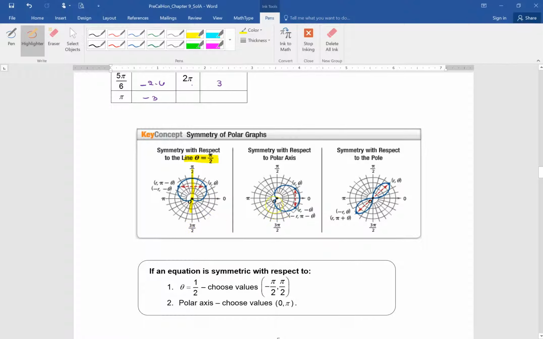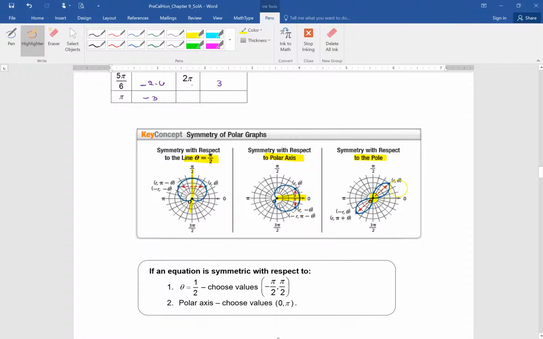Another type of symmetry is symmetry with respect to the polar axis. And remember, the polar axis is this. So this has symmetry around the polar axis. So if you fold it along the polar axis, it's symmetric. And then we have symmetry with respect to the pole. That's like being symmetric to the origin, okay? Where there is a horizontal and a vertical reflection, okay?